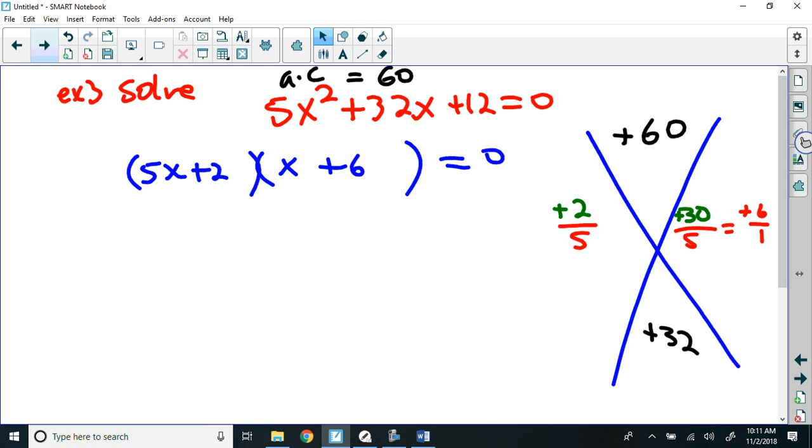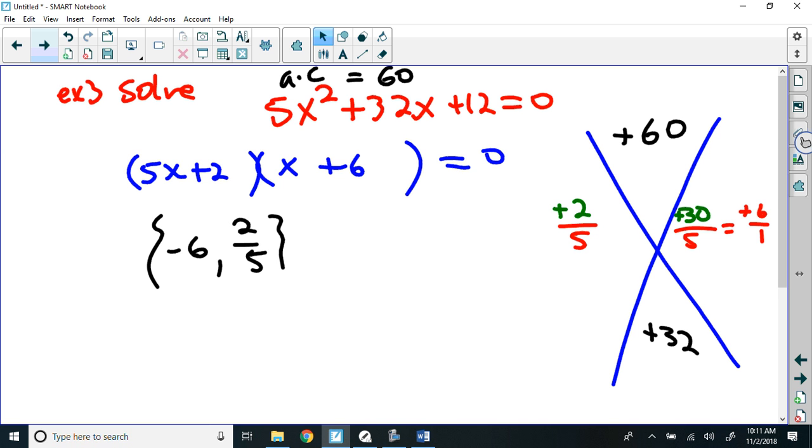See, that would have been so much faster than having to multiply and multiply wrong and get 1124 instead of 1024. Wow. So our solution set was what? Negative 6 and 2/5. All right.